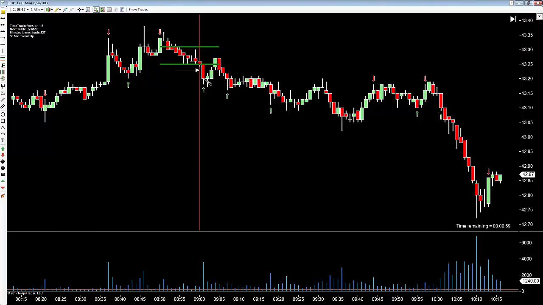Again, looking for only 3 and 5 ticks. Got that. No more than a 7-tick stop. Goes down 3, you're safe there.